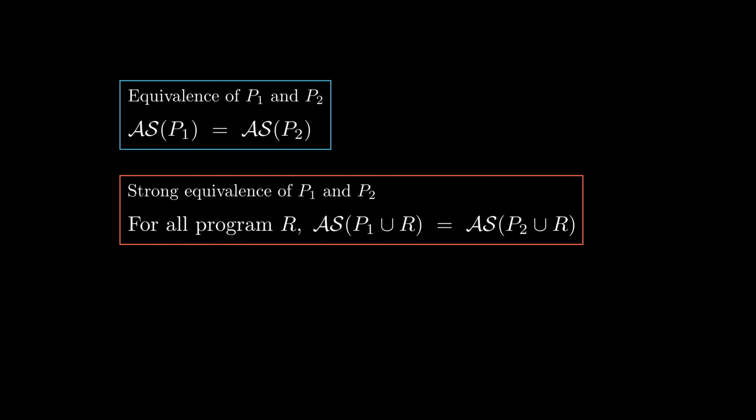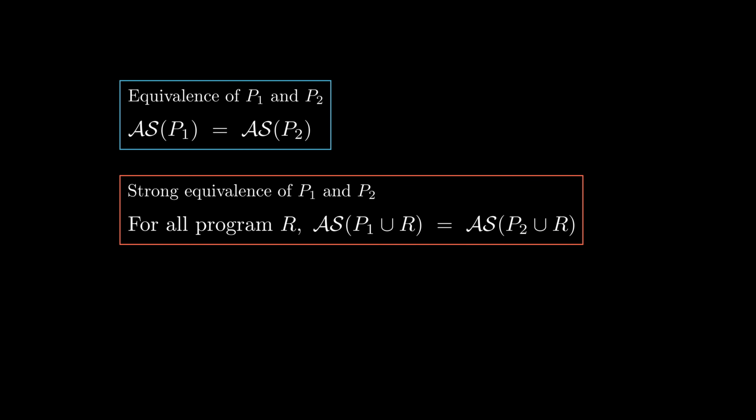Precisely, two logic programs P1 and P2 are strongly equivalent if for every other logic program R, the programs obtained by adding R to P1 and by adding R to P2 have the same stable models. This is clearly stronger than simple equivalence, right? Because with R being the empty program, we already guarantee equivalence of P1 and P2.